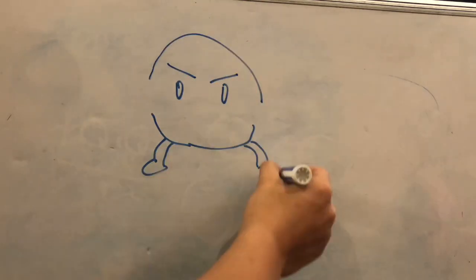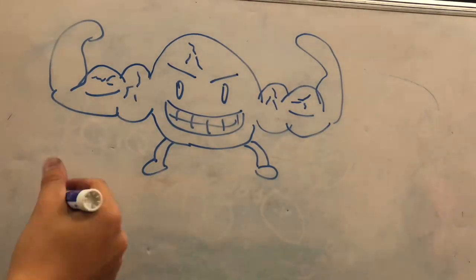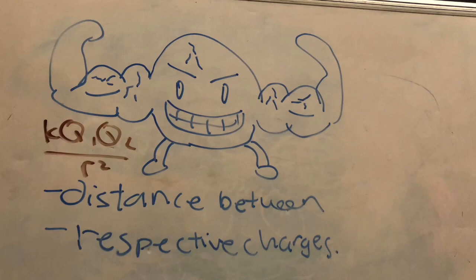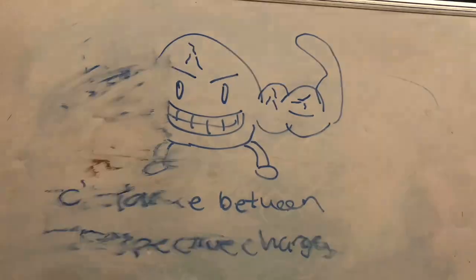Metallic and ionic bonds tend to be the strongest bonds known to chemistry. However, they are governed by the distance between the charges and the respective charges' magnitudes, as seen by Coulomb's law. If you increase the charge magnitude or decrease the distance between the charges, the force goes up.